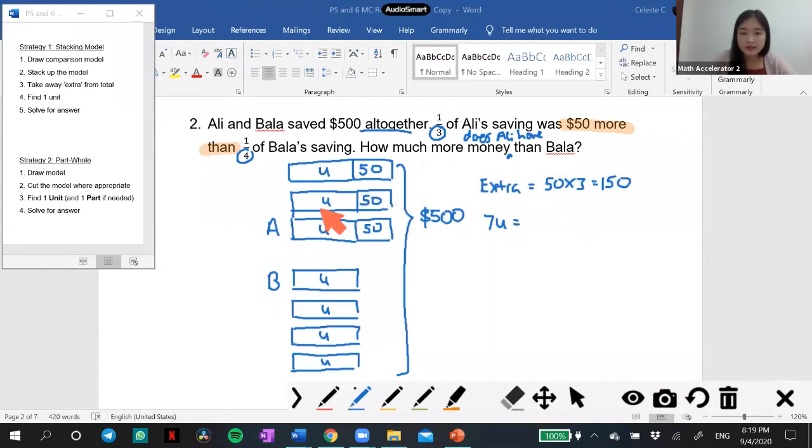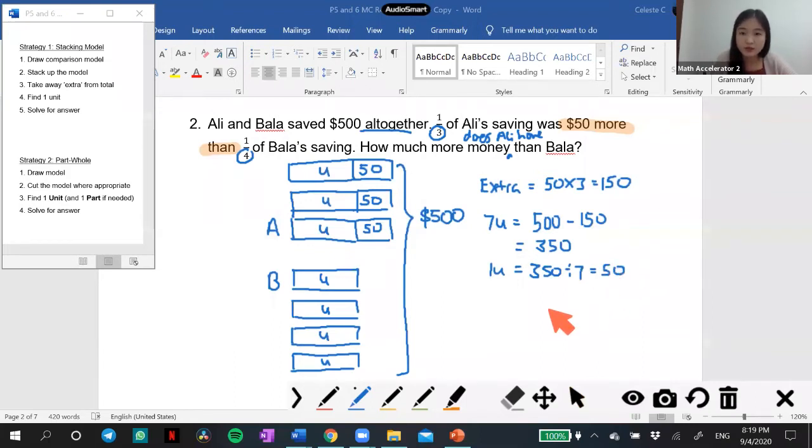I can get this by taking the total 500 minus away the extra 150. What do you have? 350. This is 7 units. Let's find 1 unit. Divide by 7. What do I have here? 50. Okay.